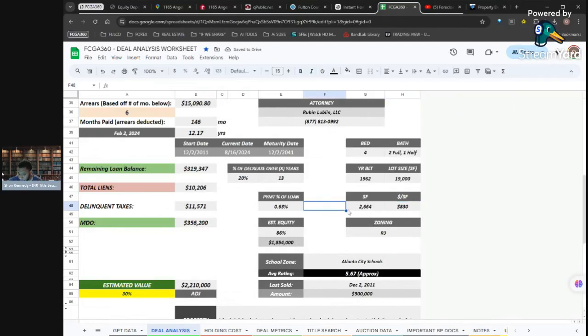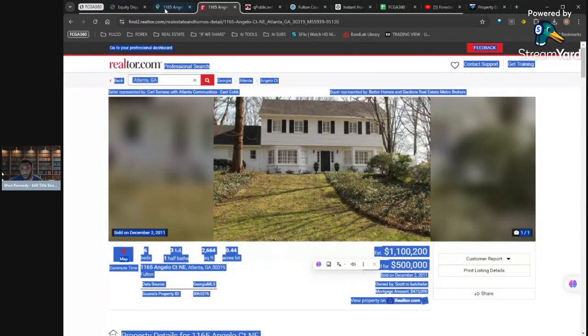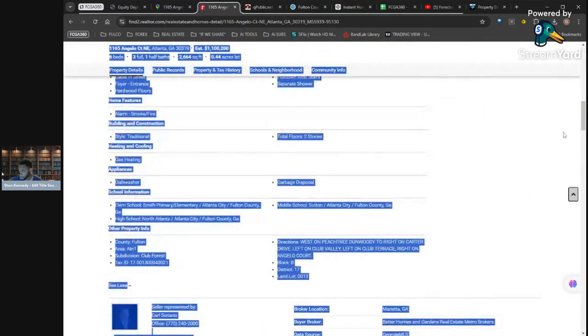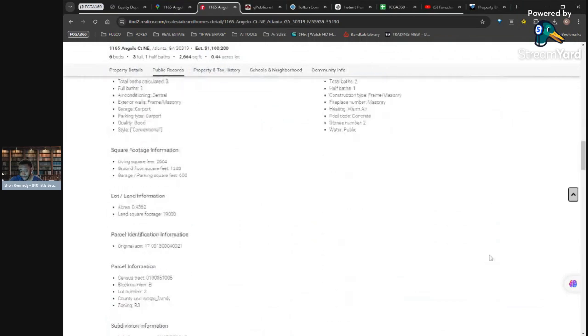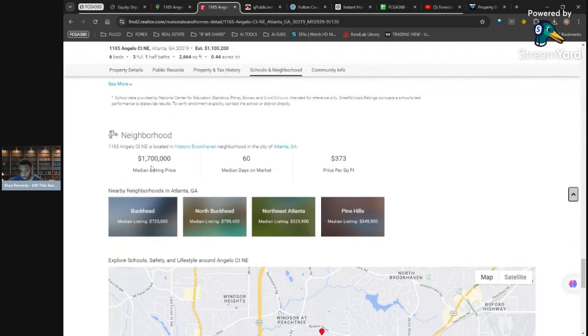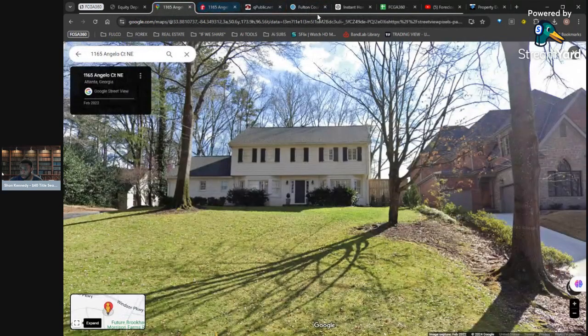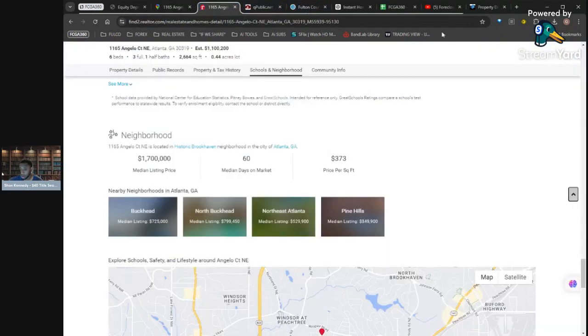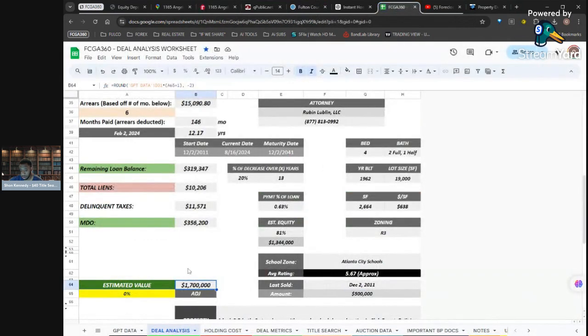So bring that down. 1.7 million. That 1.7 million, I believe, is coming from the bottom of this page where it shows median listing price. People are saying 1.7, but I'm gonna go with the 1.1.